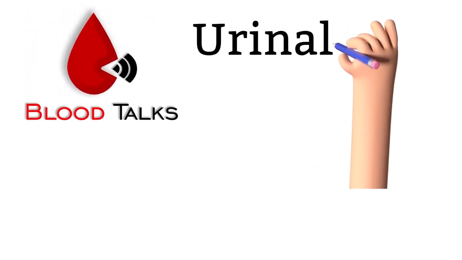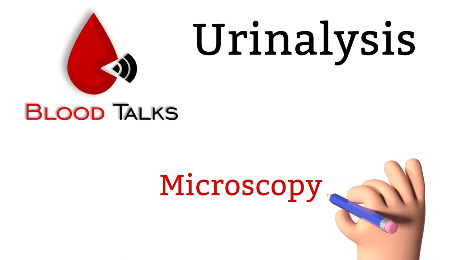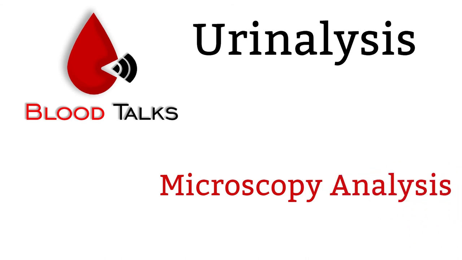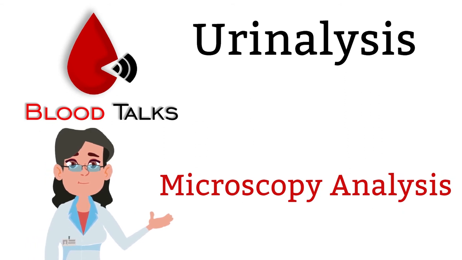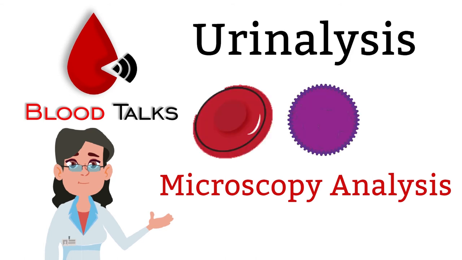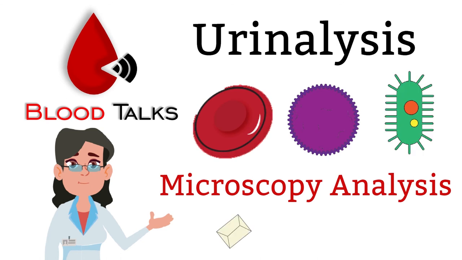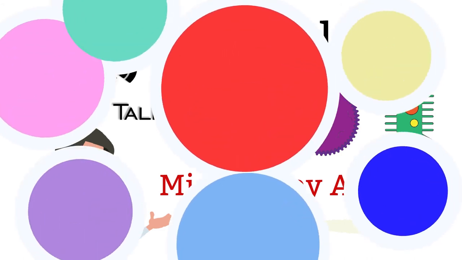Hi, Blood Talk fans! Today is the third part of urine analysis, microscopy, but it is the fourth video about urine analysis. Don't be too confused, we're just going to go with microscopic examination today. In the microscopic examination, we will be looking at the urine sediment for white blood cells, red blood cells, bacteria, crystals, and casts. This is used together with the urine physical and chemical analysis. Without further ado, let us get into it.